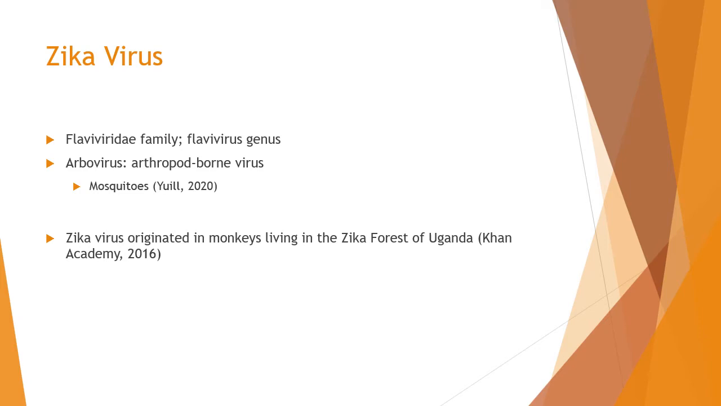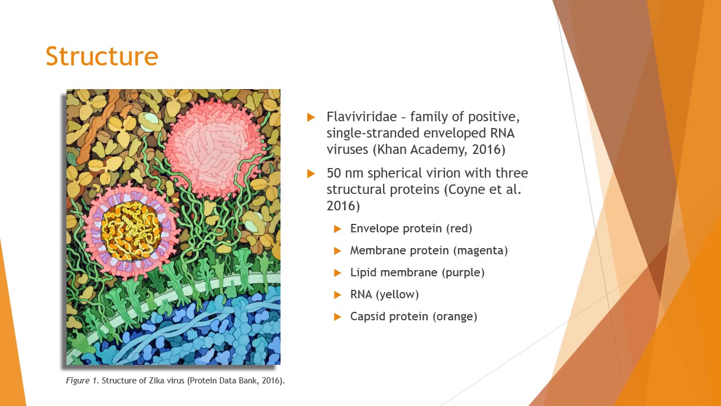Zika virus is also an arbovirus, meaning that it is spread between susceptible vertebrate hosts by blood-feeding arthropods, in this case mosquitoes. The Flaviviridae family consists of positive single-stranded RNA viruses. In addition to Zika virus, this family includes dengue, West Nile, yellow fever, tick-borne encephalitis, and Japanese encephalitis.